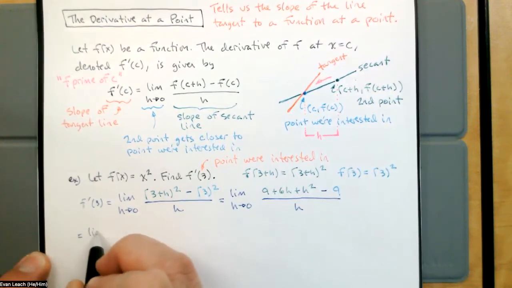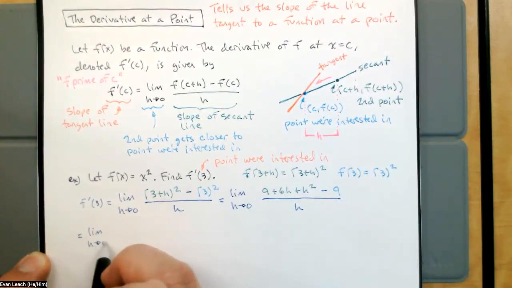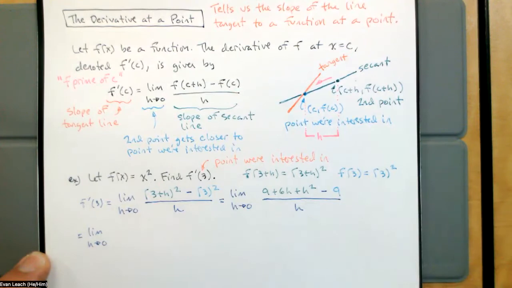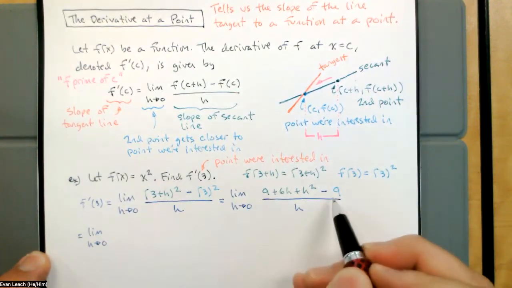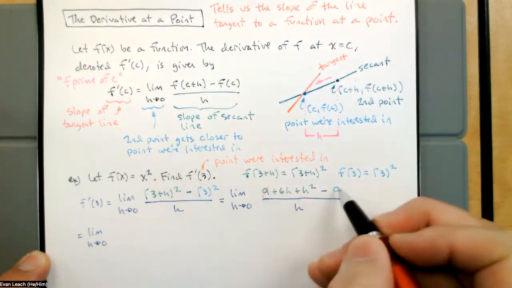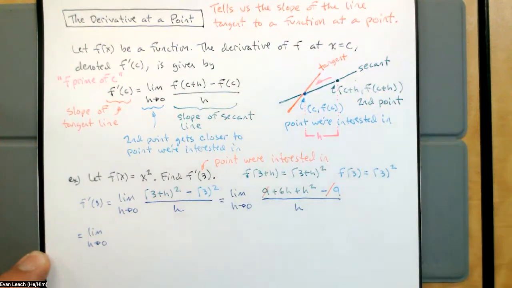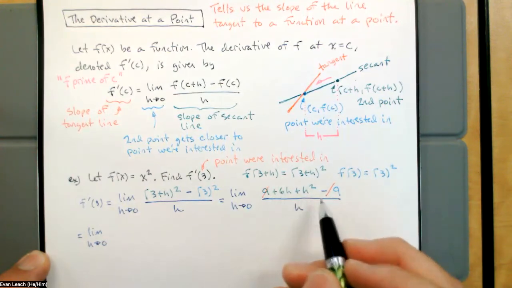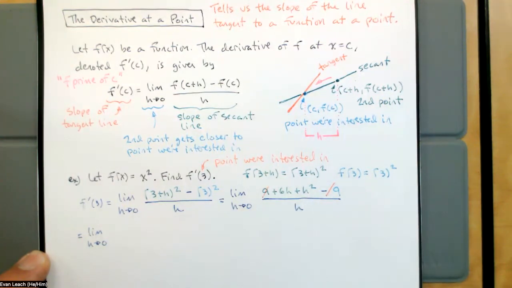So we'll take the limit as h goes to 0. Now notice that I've got 9 minus 9. So these we can get rid of. And so all I have is 6h plus h squared over h, out of which we can factor an h.